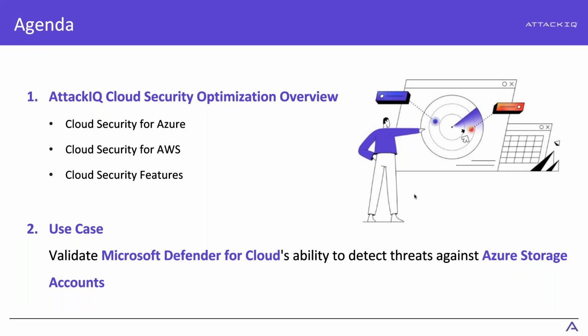Here's our agenda. We're first going to talk about the cloud security optimization solution in general, so we're going to do a little overview. We're going to talk about cloud security for Azure, cloud security for AWS, and then the overall cloud security features. And then we're going to have a use case with a demo, a platform walkthrough, and the use case is going to be validating Microsoft Defender for Cloud's ability to detect threats against an Azure storage account. So that's the agenda for today. Let's get started.